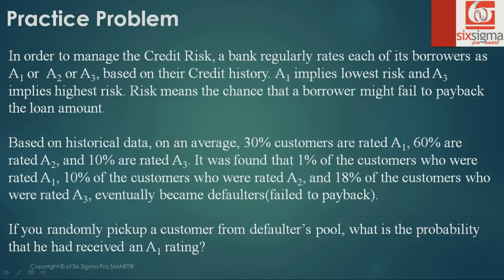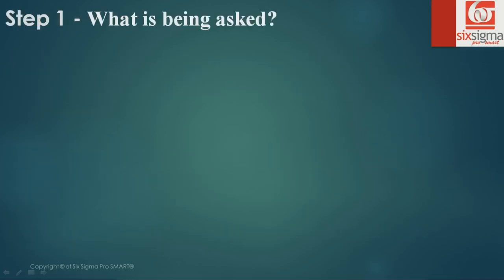Now let's look at what we are expected to solve. If you randomly pick up a customer from the defaulters pool, what is the probability that he had received an A1 rating? An important observation related to such problems: these problems could be really daunting if you read the entire problem and then try to work it out. It'll be better to break it into parts and take a step-by-step approach. Let's just see how we can do it.